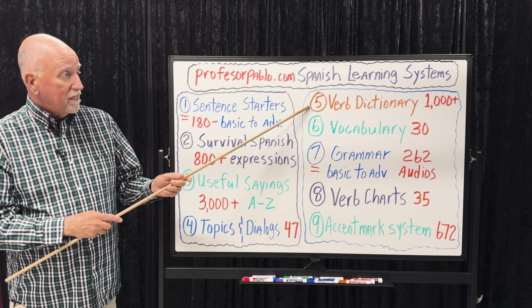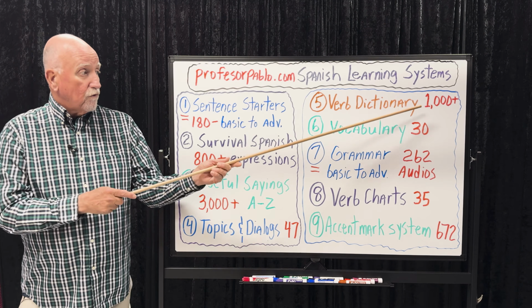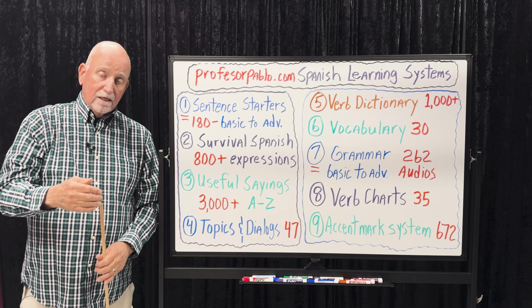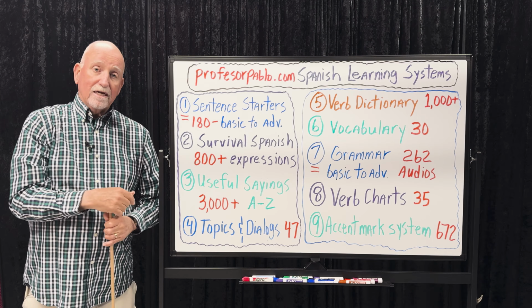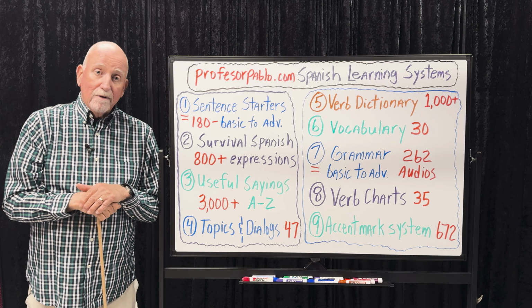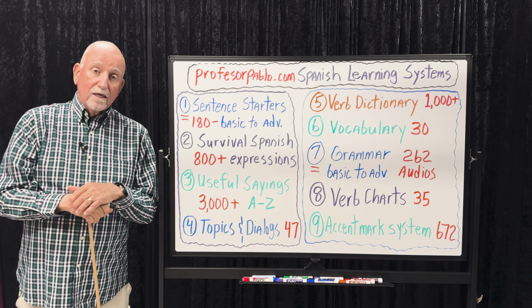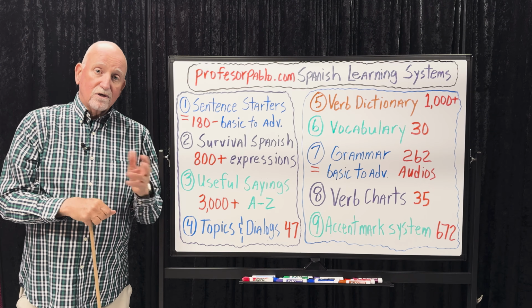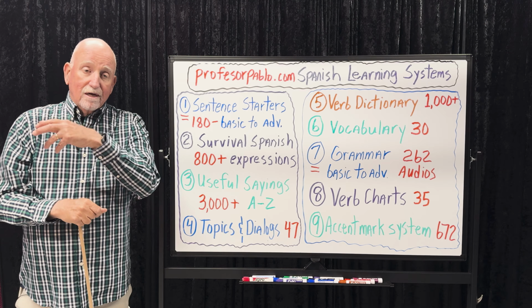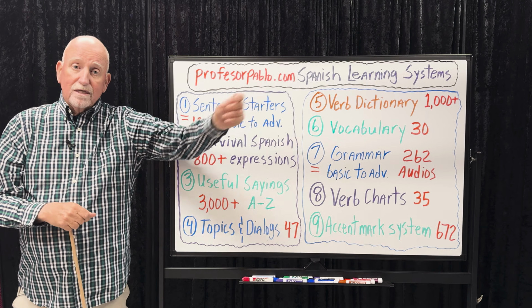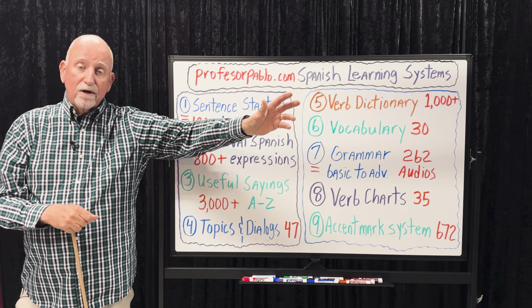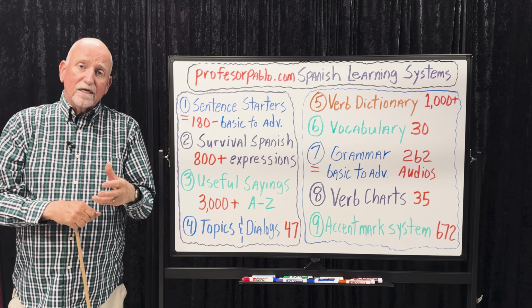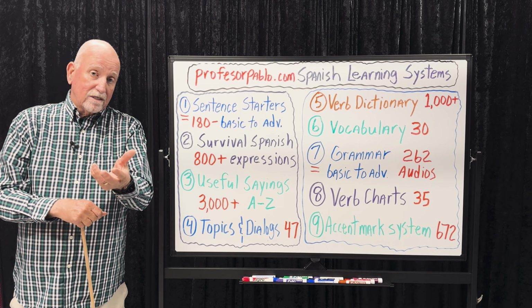Number 5, Verb Dictionary. There are over 1,000 verbs, again, alphabetical in English, and on the right-hand side, they are in Spanish. But guess what? Remember all those stem-changing verbs? E to IE, E to I, O to UE, all but nosotros, all those stem-changing verbs in the present, all the stem-changing verbs in the preterite? All the irregular verbs, all those quirky things that we studied in the verb matrix.